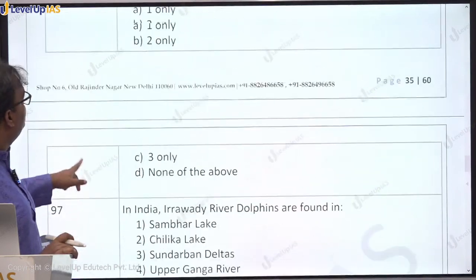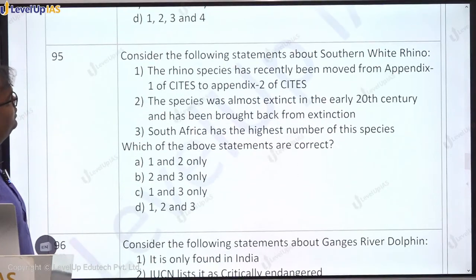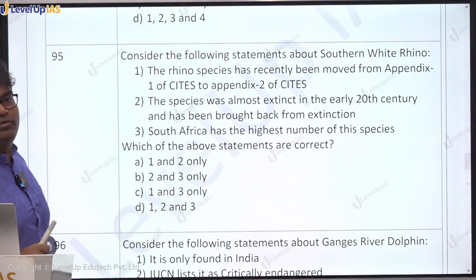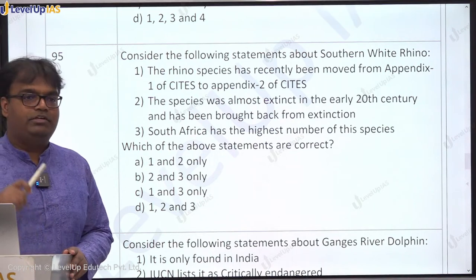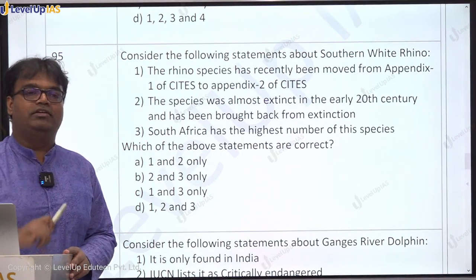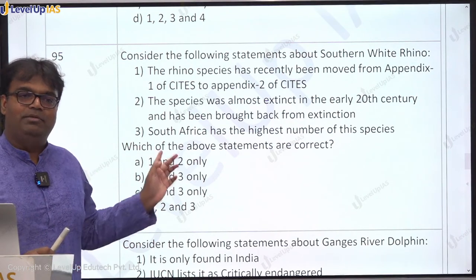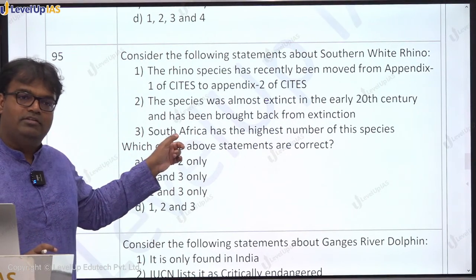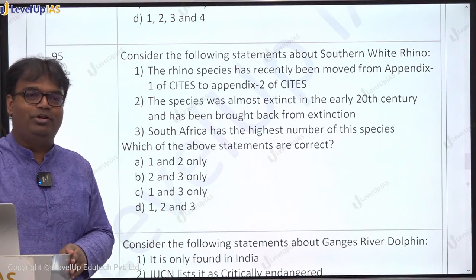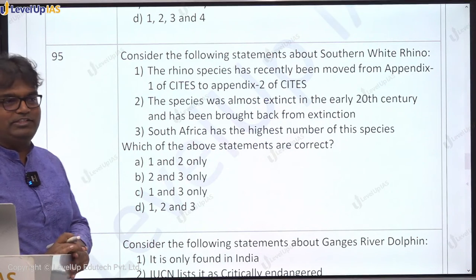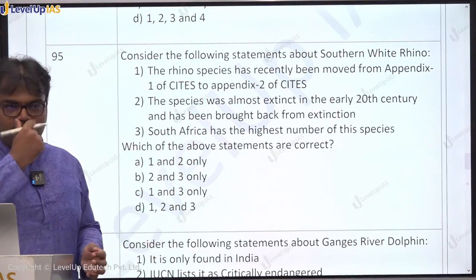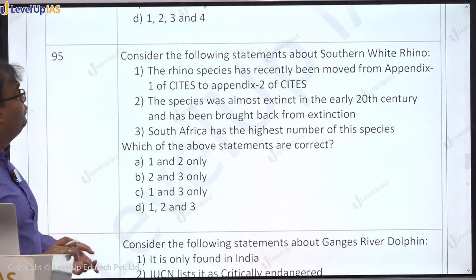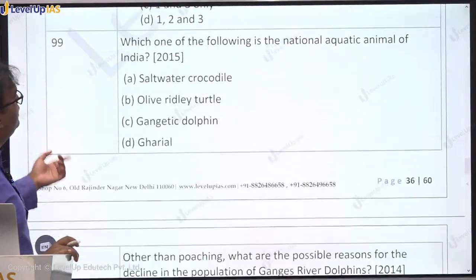Going back to the 95th question. Tell me. That is northern white rhino. That's not southern. The white rhino is divided between northern and southern. In the northern one there is only one specimen left. In the southern one numbers are good. So southern one. Northern is almost about to go extinct, and it's difficult to bring them back from extinction. This southern one also had lost its numbers. Their numbers had become very small, but now they have improved. Okay. 95, 96, 97, 98. Let's go to 99.